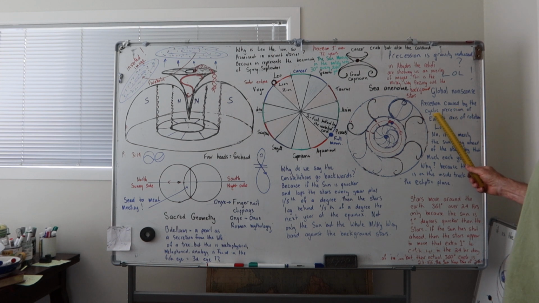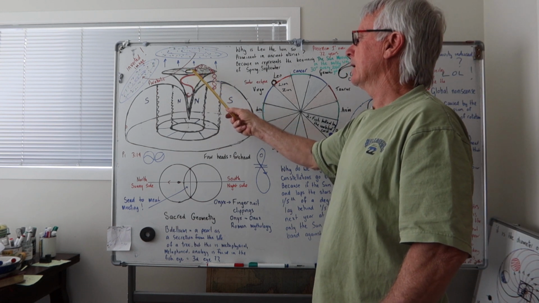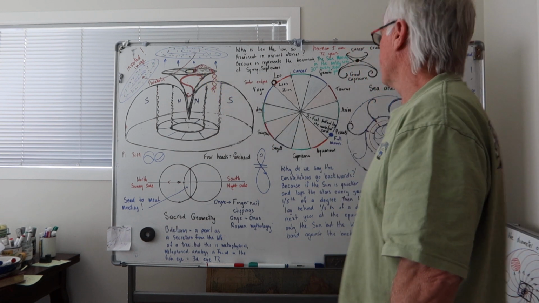Position caused by the cyclic precession of the Earth's axis of rotation, LOL. No, it is merely the Sun being ahead of the stars by that much each year. Why? Because the Sun is on the inside track of the ecliptic plane. It's the fastest, has the most energy. Energy is coming out of the centre black hole, and the Sun's the first thing off the rank.